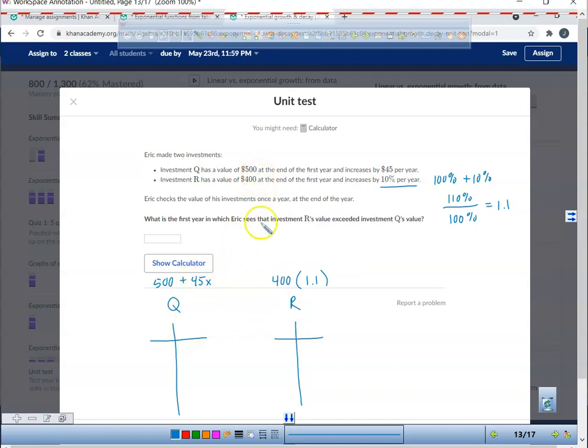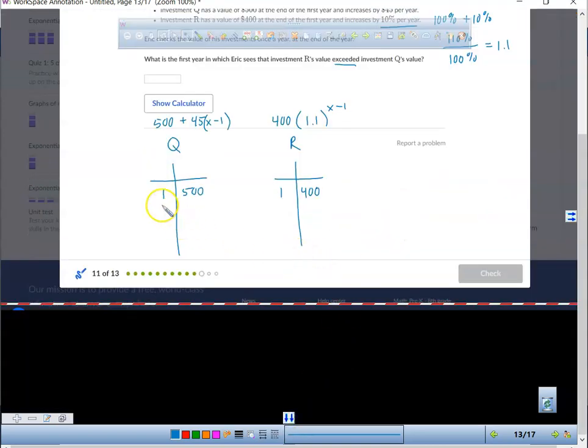So it starts at the end of the first year, you're at 500, and here at the end of the first year, you're at 400. Now, I would actually have to put x minus 1 for this to work as a function, because we have to put the first year at 500 and the first year you're at 400. So it says, what is the first year Eric sees that investments R has exceeded Q? So it looks like I got to make a little table here.